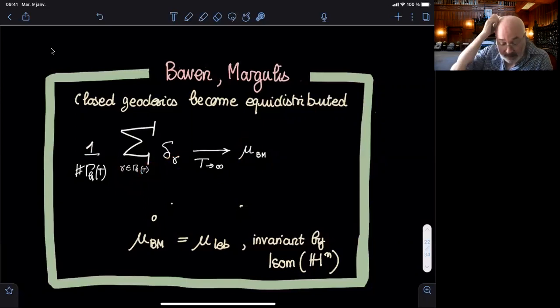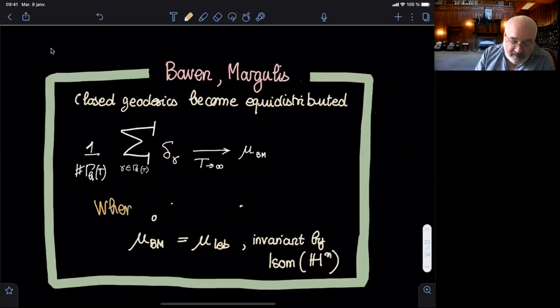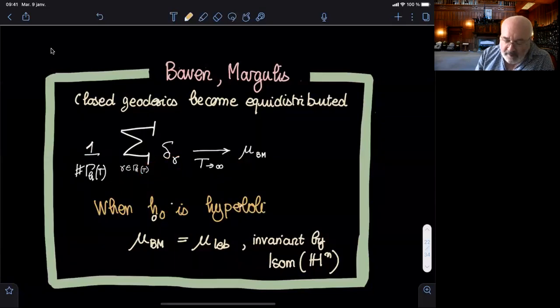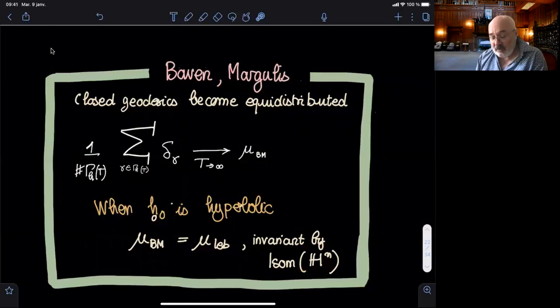When M is hyperbolic, when the metric is hyperbolic, the Bowen-Margulis measure is actually the Lebesgue measure, in the Lebesgue class, which means it's the unique invariant measure on G of M, on the space of geodesics, which is invariant by the isometry group. So it's quite important that the closed geodesics become equidistributed. Now I want to play the same game for minimal surfaces.